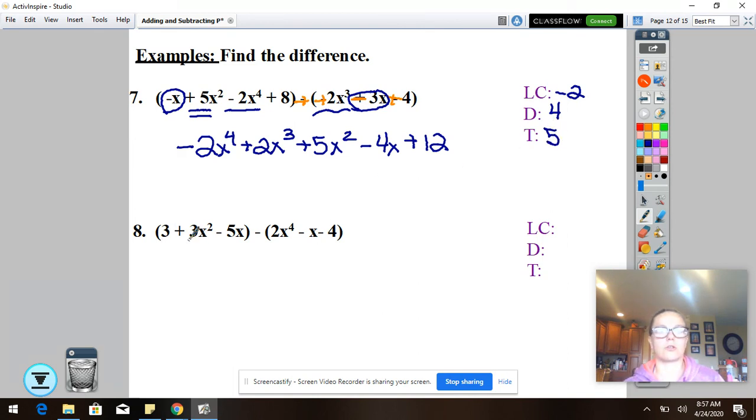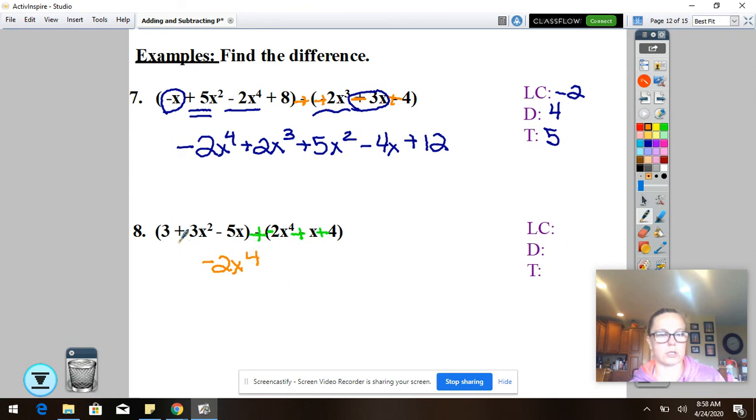And last, let's look at one more example. Again, we've got a minus sign. So like we said, we're going to change that to a plus, which means we've got to change every other sign. So now we look. My largest exponent would be that negative 2x to the 4th.